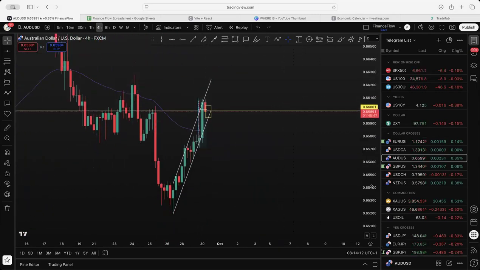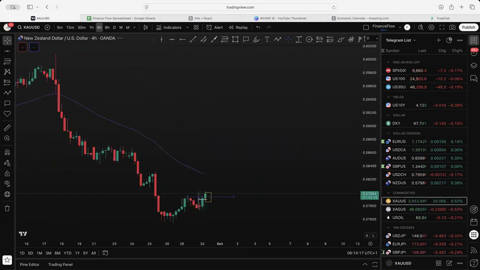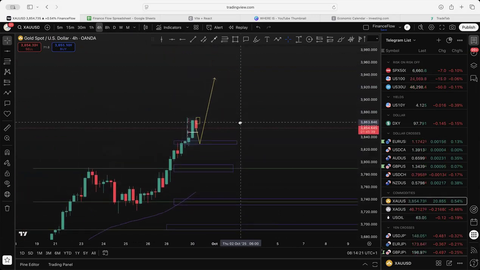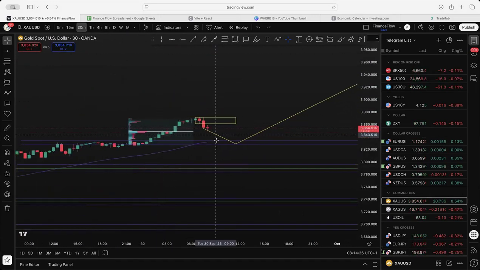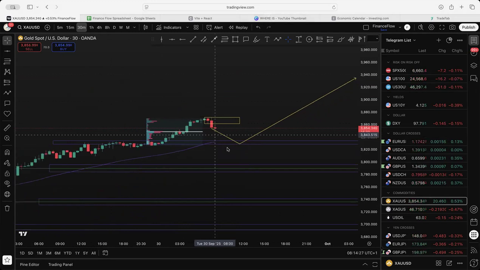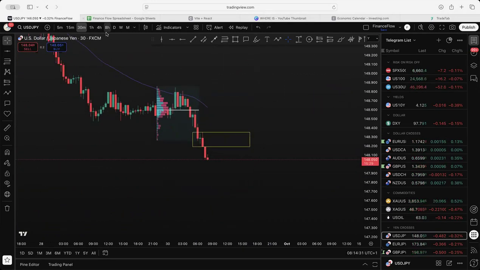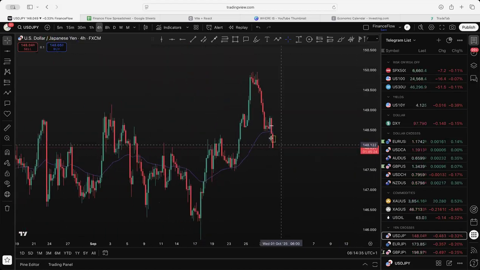AUD USD, I'm going to leave alone. Gold, like I'd said, I want it to come down into this area. That would be what I'd like to target here, but I don't even know if it's going to make it. So let's wait and see. USD JPY was one. I like the look of this. Yen is super strong right now.